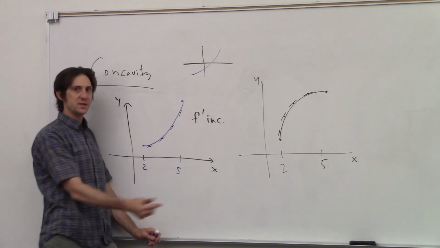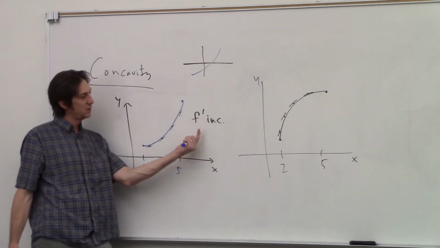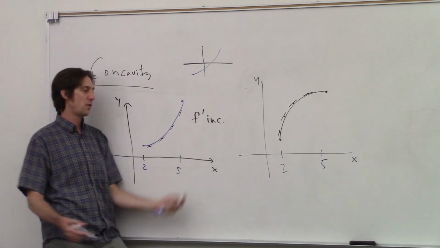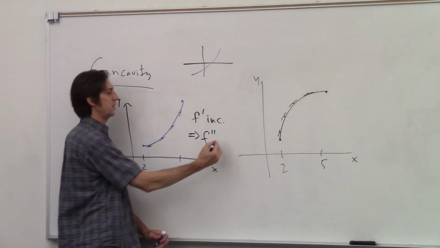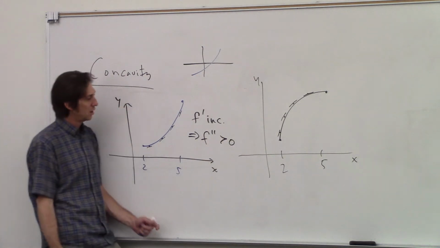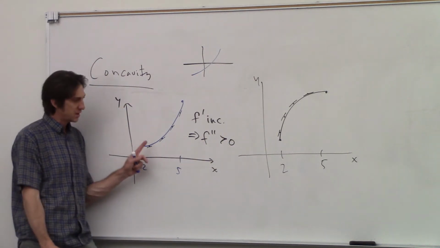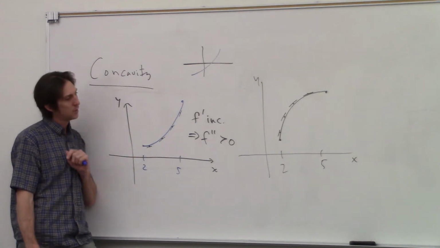But the derivative is itself a function. And so if you have an increasing function, the derivative in other words, that would mean that its derivative, or the second derivative, is greater than 0. And that's what's going on in this picture. It has a positive second derivative.